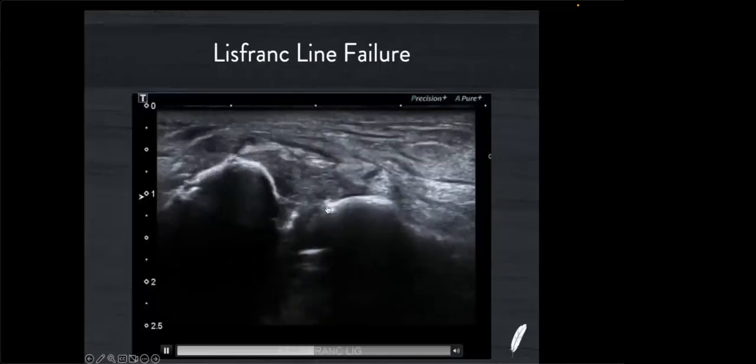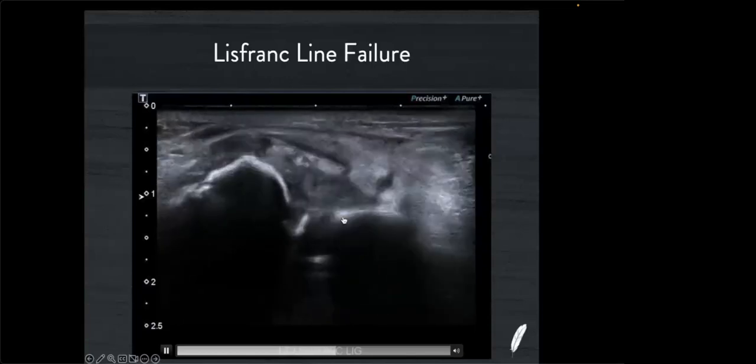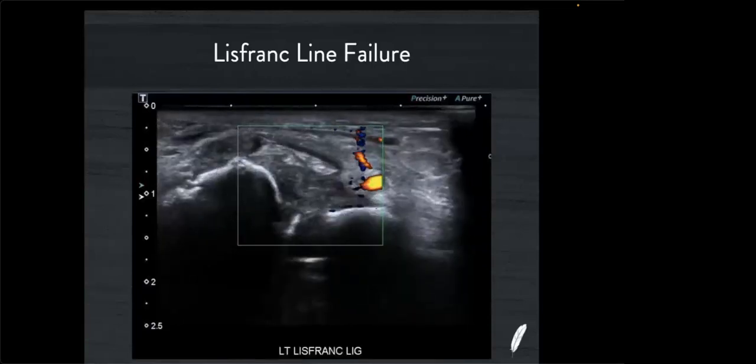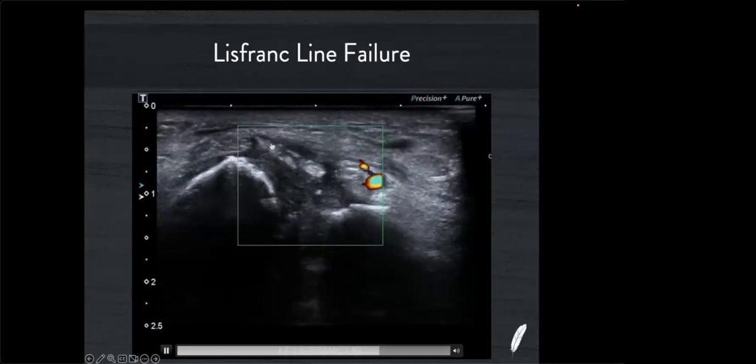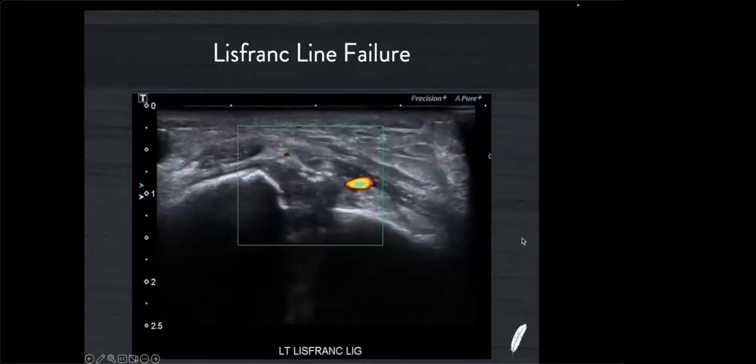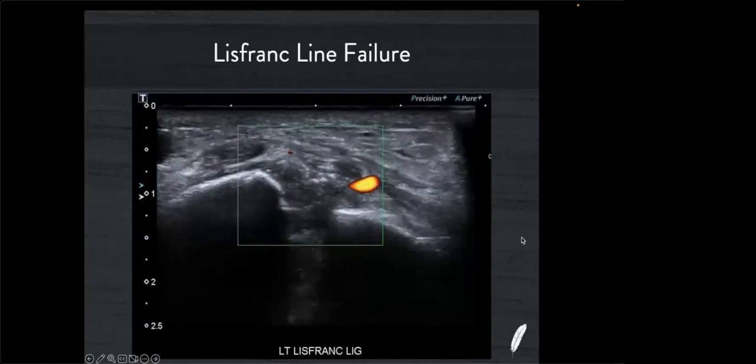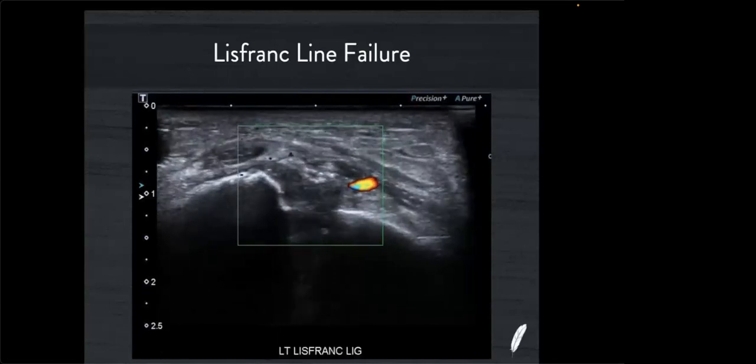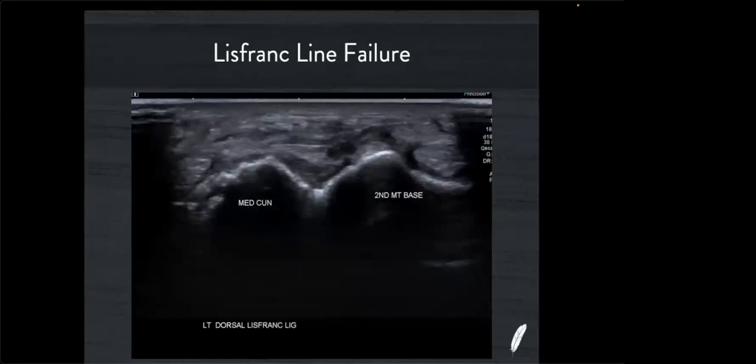You can see there's a complete derangement here of the articulation between the second metatarsal base and the medial cuneiform. Just a large hematoma. There's little bits of bone that have been pulled off everywhere. And you can see how wide this articulation has become. It's normally a very narrow little space with a very tough little collagen ligament.